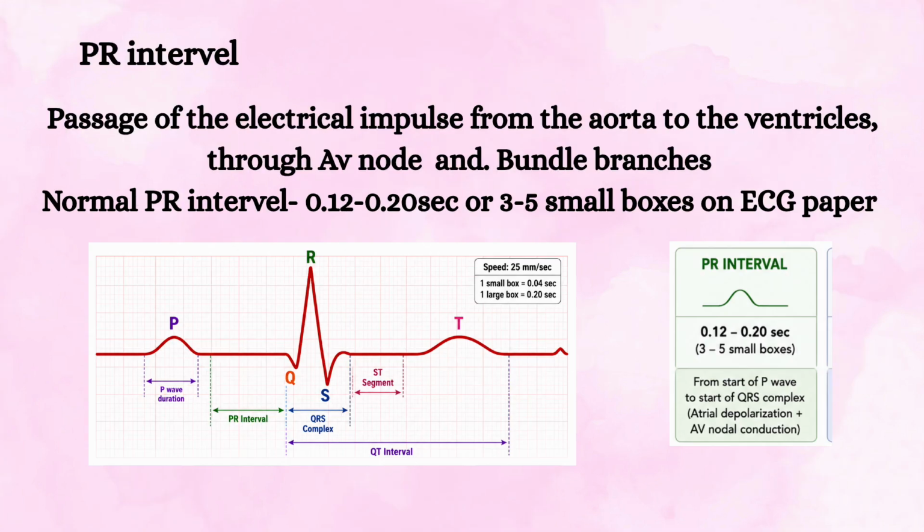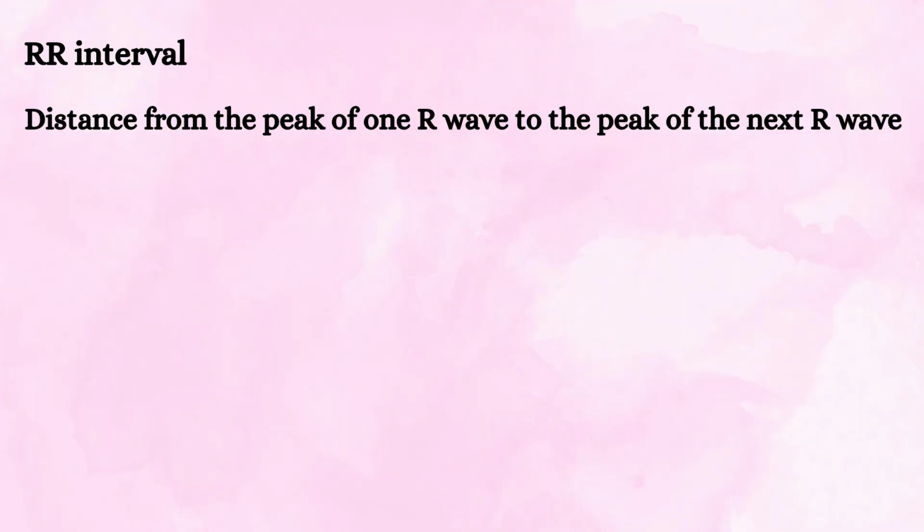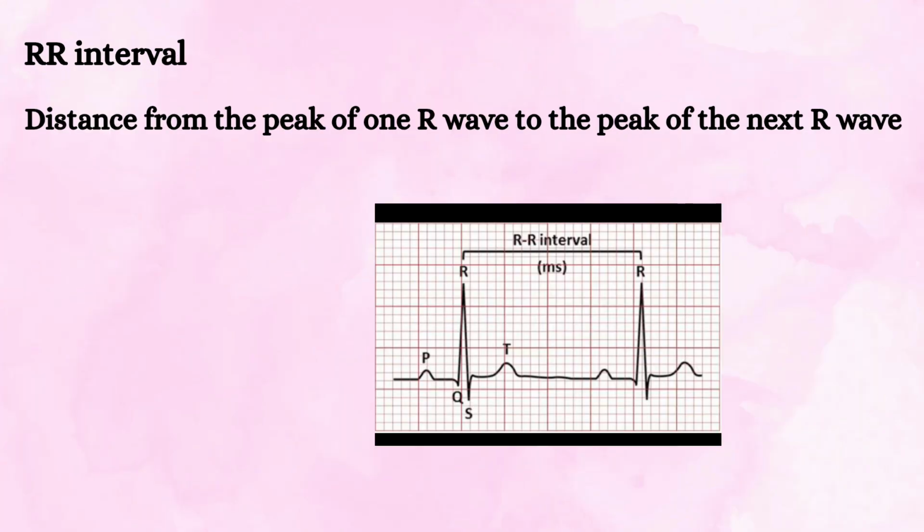PR interval, passage of the electrical impulse from the atria to the ventricles through the AV node and bundle branches. Normal PR interval: 0.12 to 0.20 seconds or 3 to 5 small boxes on ECG paper. RR interval, distance from the peak of one R wave to the peak of the next R wave.